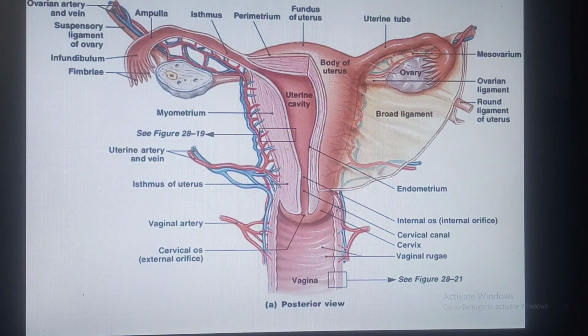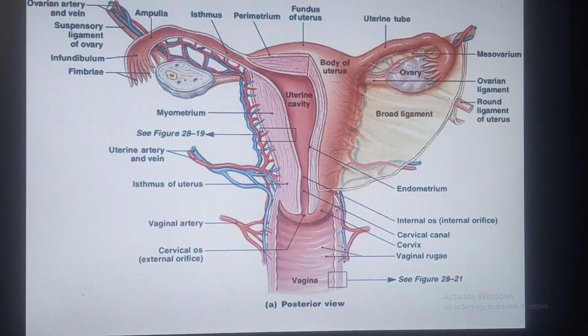Then, apart from that, we also have the cardinal ligament, or the transverse cervical ligament, or the lateral cervical ligament, or the Mackenrodt ligament, which will also provide some kind of partial support to the uterus. Now, one thing you have to know is that the cardinal ligament together with the uterosacral ligament, we also call the parametrium. So parametrium consists of cardinal ligament plus uterosacral ligament.